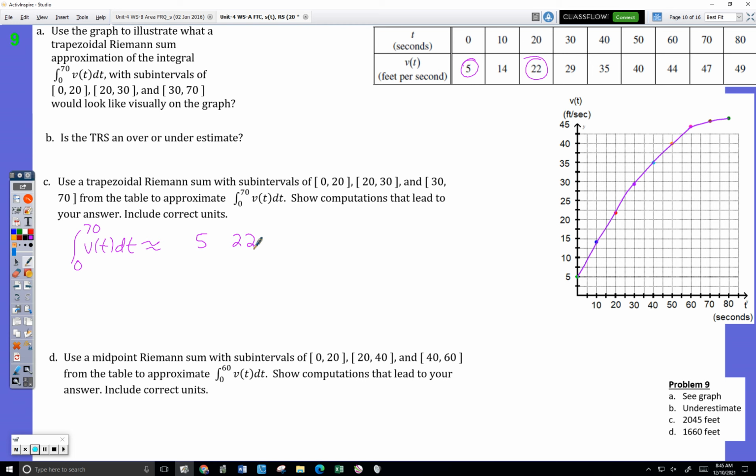But we can't take two velocities and multiply by a duration of time. So we average the two velocities, like so. And then we take that average velocity and multiply by the duration of time, which in this case is a time interval of 20 seconds.